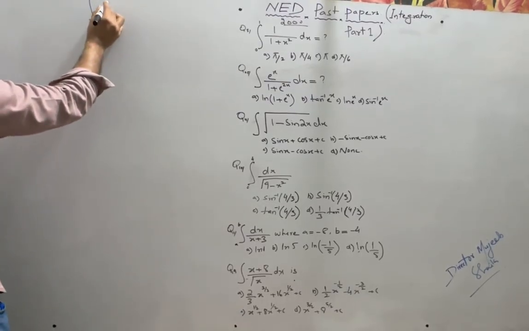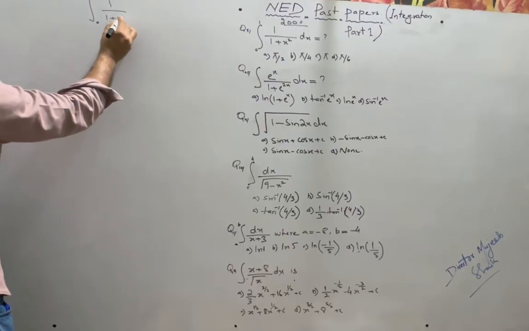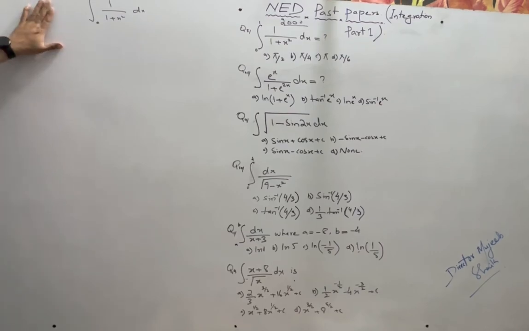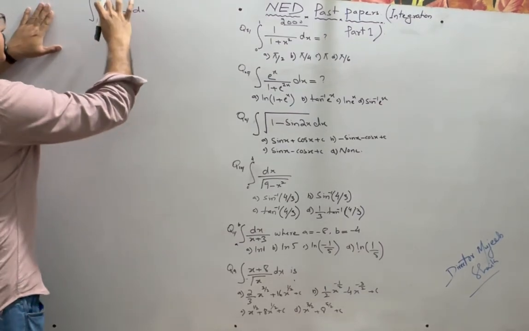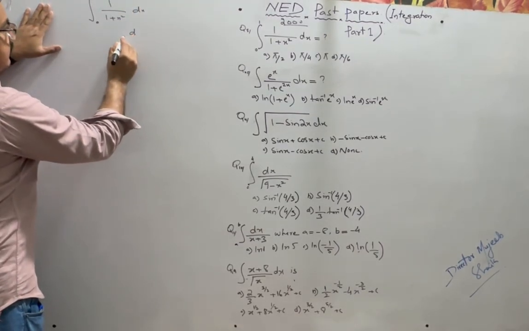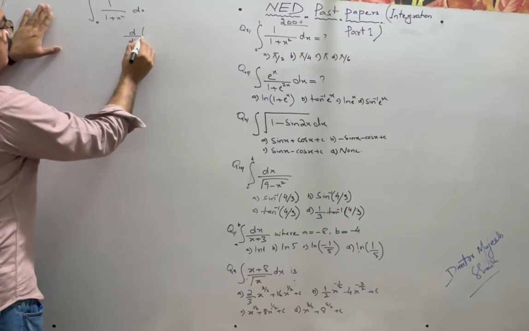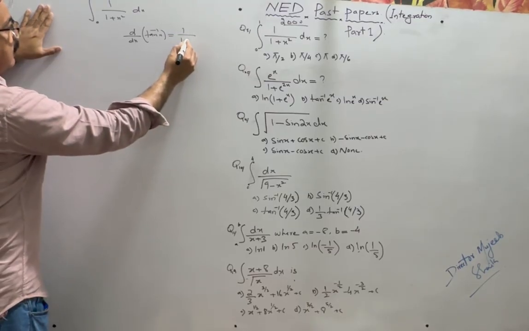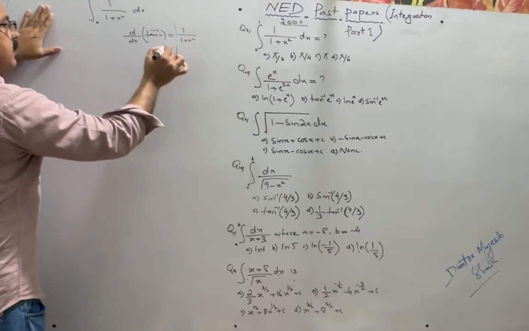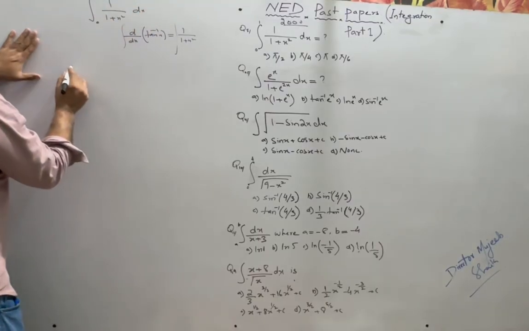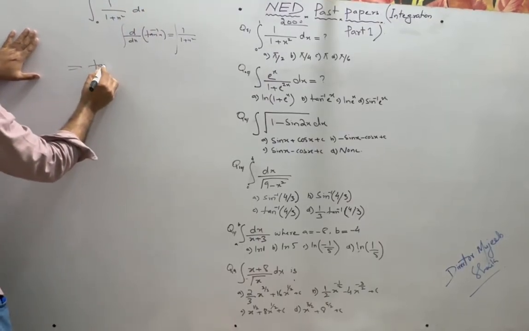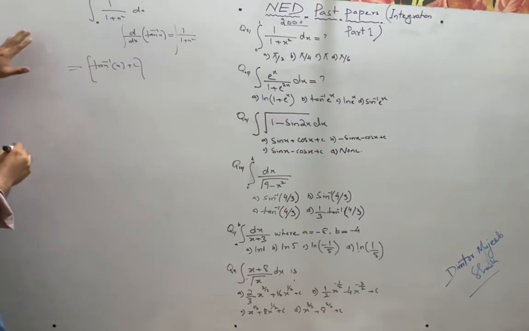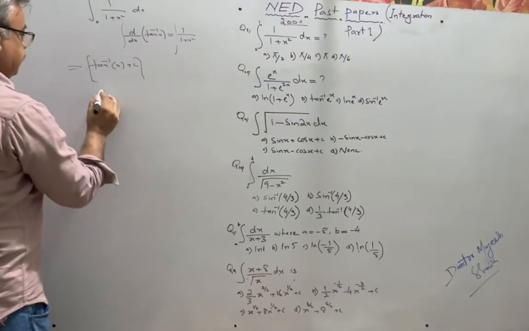Definite integral 0 to 1 over 1 plus x square dx. Making life simple, don't go in magic substitution. Ask yourself, is it differentiation of something? Yes, it is differentiation of tan inverse or arc tan x. So its integration must be tan inverse x. Its integration is given by tan inverse x plus c, applying limits, upper limit minus lower limit.